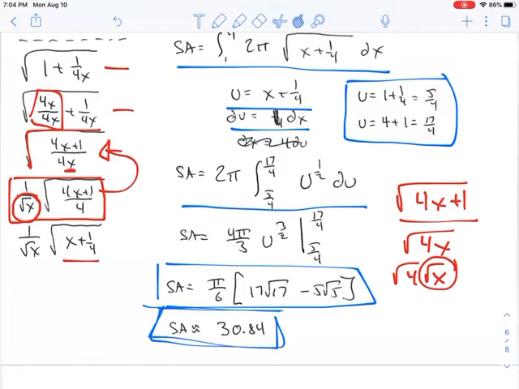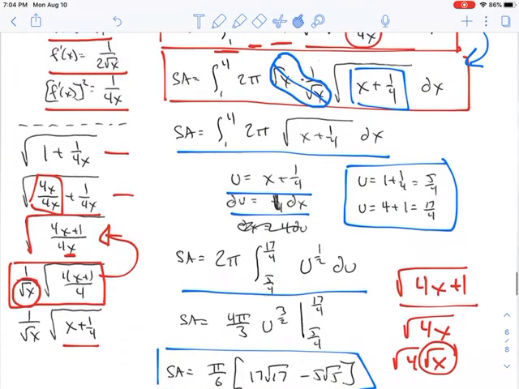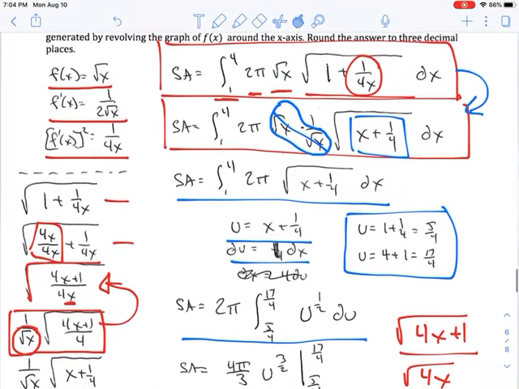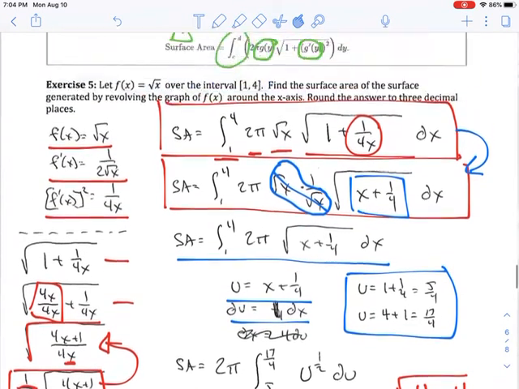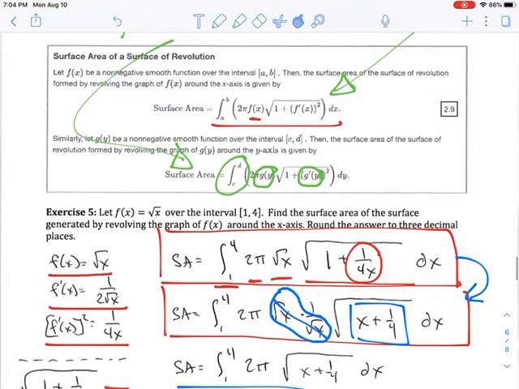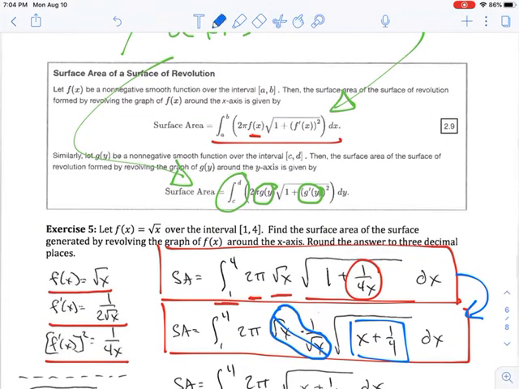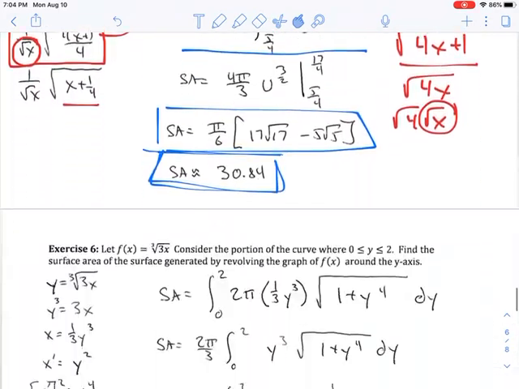All right, so they're very similar. The procedure is very similar to that of finding arc length. It's just that the formula is slightly more complicated because you've got this stuff out here, the 2 pi f of x. Other than that, it's just like the arc length formula. All right, shall we do another one?